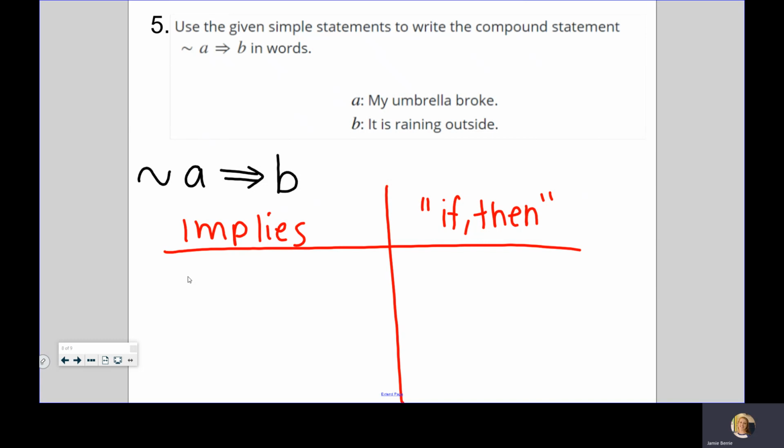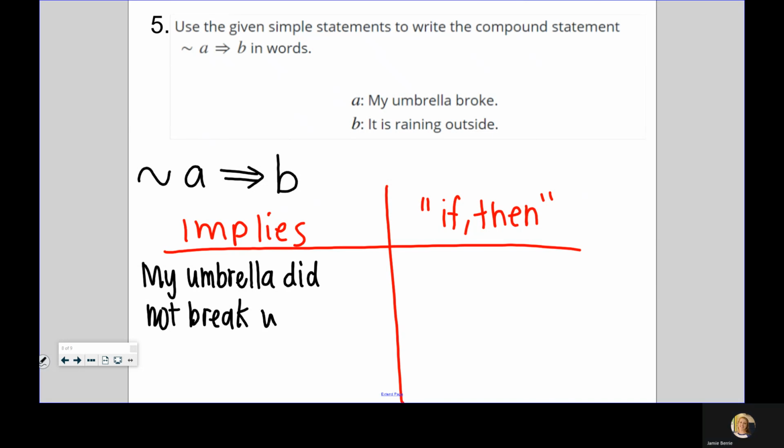So what would be the opposite of the statement A? Yes, my umbrella did not break, which implies... Put the word "which" in there to make it flow a little better. My umbrella did not break, which implies it is raining outside.